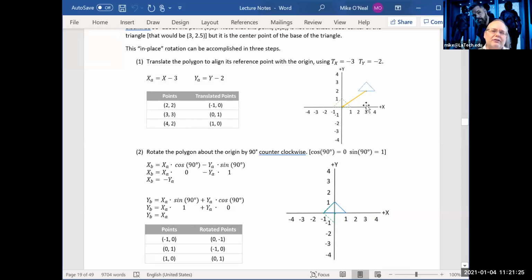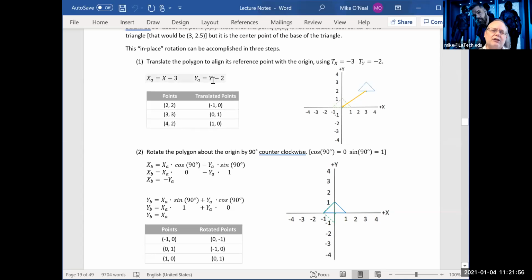I have dyslexia. 3, 3, which is right here. It's our apex. 3, 3, subtract 3 becomes 0, subtract 2 becomes 1. So 3, 3 becomes 0, 1, as you can see right there. And 4, 2, which is the point right here, subtract 3 from the 4, you get 1, subtract 2 from the 2, you get 0. So this guy over here becomes 1, 0.